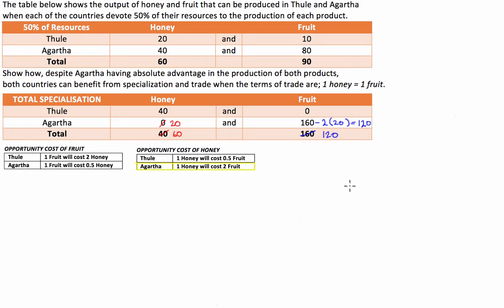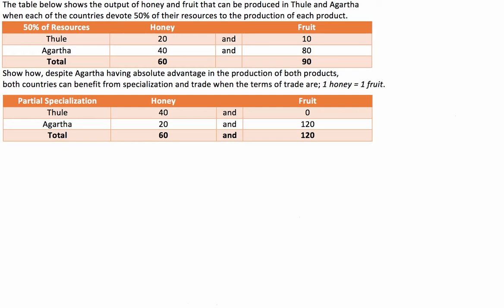So it's clear that our global production of honey has been maintained at 60 units. However, although Agartha has had to produce both goods rather than fully specialising in the production of fruit, we've still been able to increase global production of fruit from 90 to 120 units, which means in a material sense, both of these countries are going to be better off. But we're not finished yet.